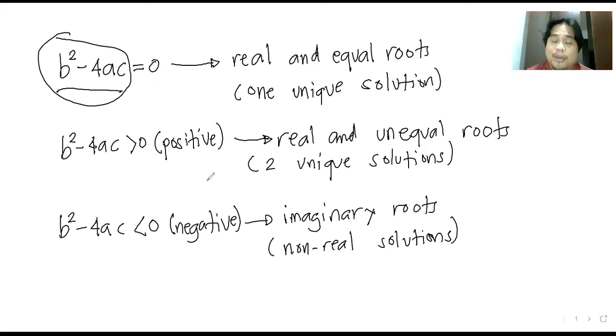But if the discriminant is greater than 0, or it's positive, then you can say that it has real and unequal roots. Or in other words, you can say that it has two unique solutions. Then lastly, if the discriminant b squared minus 4ac is less than 0, meaning negative, then it has imaginary roots. Or in other words, it has no real solutions. Okay? So let's move directly to our examples.